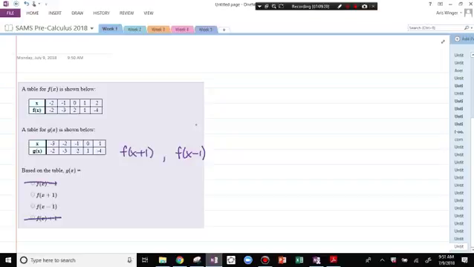I mean, you can check one, right? You take negative 3 and you plug it into this and plug it into this and see what you get, right? So when you plug in negative 3 into this, what do you get? Negative 3 plus 1 is negative 2. What's f of negative 2? Negative 2. It's this one.